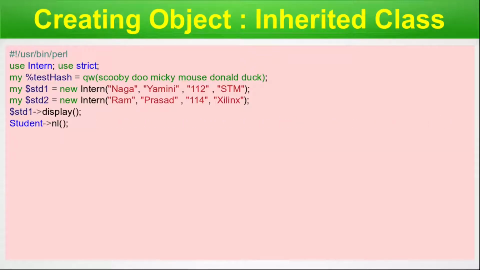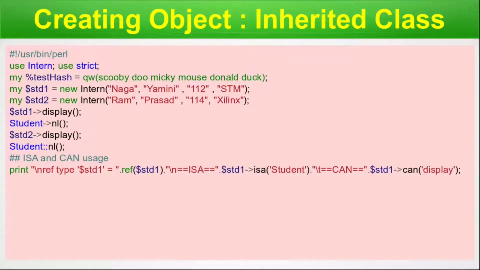Okay, and we call student.nl. So here we can also use, in this code area, the subroutine that has been defined in the parent class. Okay, it is valid. Next, we call the display method for the second object, and again we are calling the NL in a different way. Now here we can use two new things, isa and can. Okay, I'll tell how and why these are used.